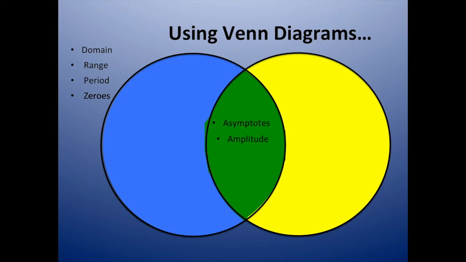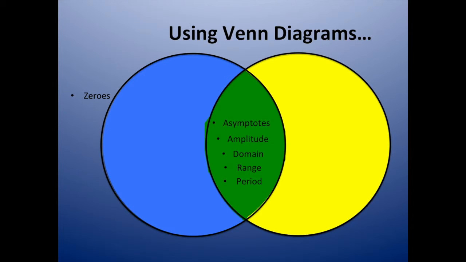Moving along, both graphs have the same domain of x element of real, so we can again move that to the shared characteristics. Both graphs have a range of negative 1 to positive 1, showing yet again that these graphs have something in common. Keeping with the trend, both of these graphs have a period of 2 pi, moving that to the shared characteristics as well.